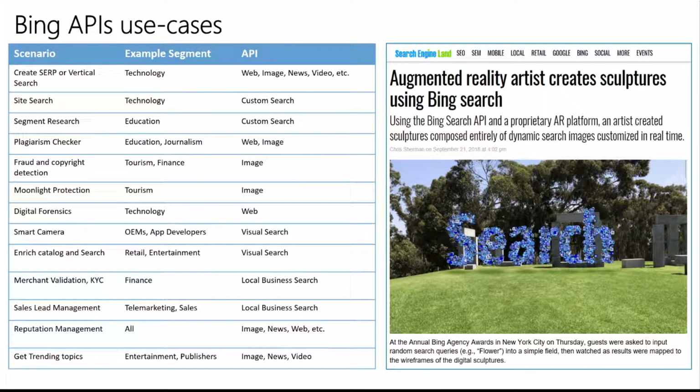I'm going to talk about some of the Bing API use cases. If you look at the slide, we have different scenarios. The opportunities are endless here, and you see technology companies around the world are using our APIs to create a rich SERP or vertical search experiences. We have custom search, which enables a site search or a vertical search experiences where it's very easy to implement. As Saurav was showing, in few minutes you can implement custom search. We have a lot of tourism and finance industries using our powerful web or image capabilities, as you saw in some of the examples. We have digital forensics, technology companies.